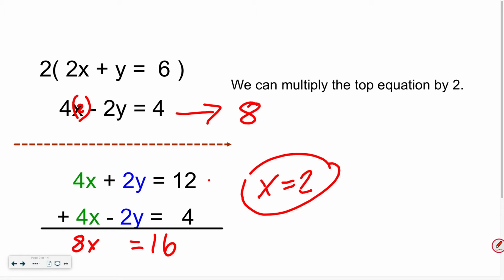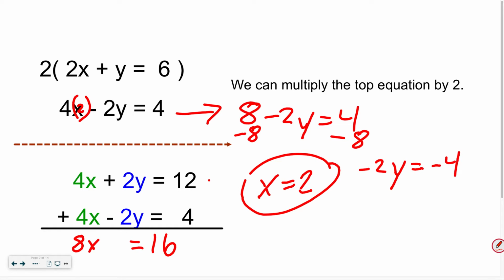8 minus 2y equals 4. Now we can solve and find our value for y. Subtract 8. Negative 2y equals negative 4, so y equals 2. So our coordinate is x is 2 and y is 2. Coordinate 2, 2. Does anyone have any questions on this?